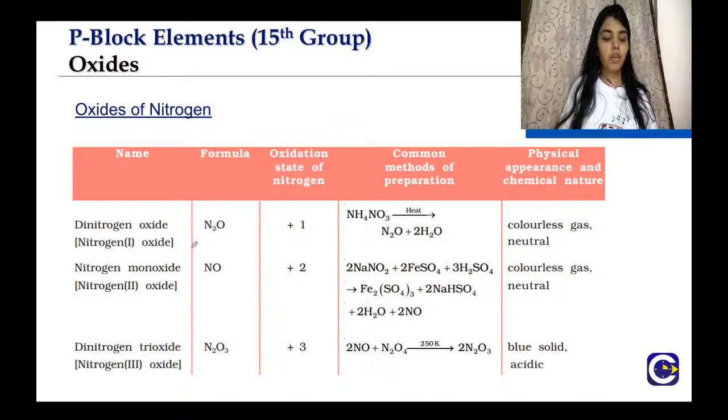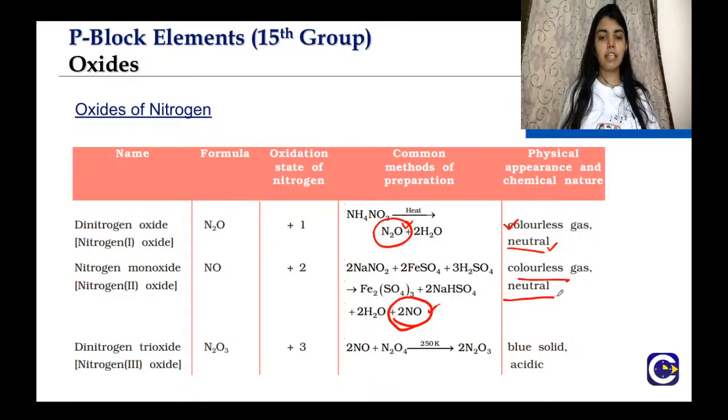Now, next coming on to the common methods of preparation basically. So N2O is basically known as nitrogen oxide or dinitrogen oxide, and the oxidation state of nitrogen here is +1. If you decompose ammonium nitrate, you will get N2O plus H2O. Right, this is the basic common method of preparation of dinitrogen oxide, and it is a colorless gas basically, and it is neutral in nature. That we have already done, that N2O and NO are neutral in nature. Similarly, nitrogen monoxide, oxidation state of nitrogen is +2, and the common method is NaNO2 plus FeSO4 plus H2SO4 will give you what? The formation of NO. So this is also a colorless gas and it is neutral.